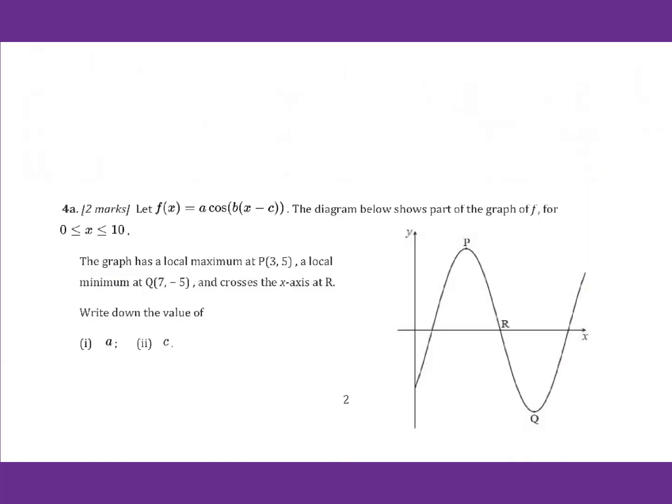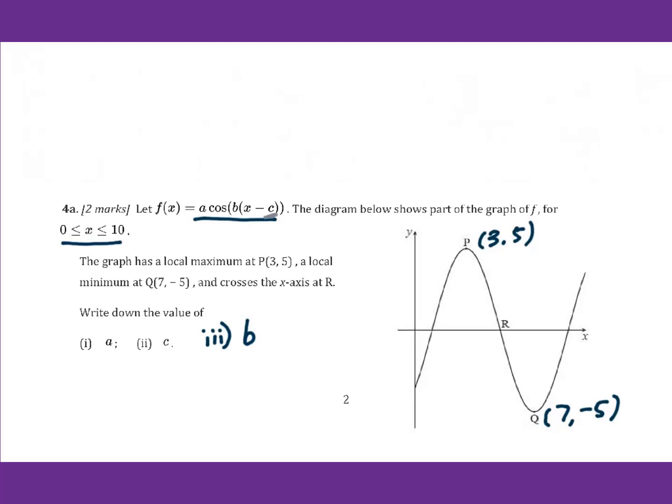Now let's go to 4a. Let f of x equal this pattern, with x between 0 to 10. The local maximum is at (3, 5). The local minimum is at (7, negative 5). And it crosses the x-axis at R. Write down the value of A, C, and also find the B.